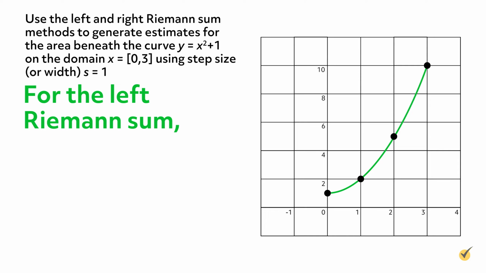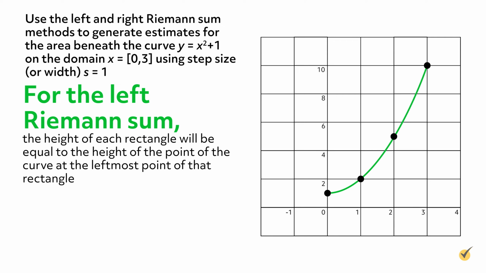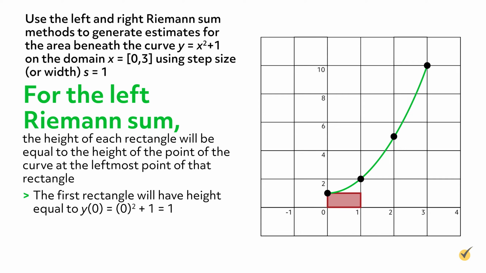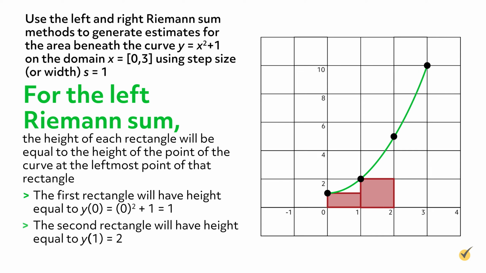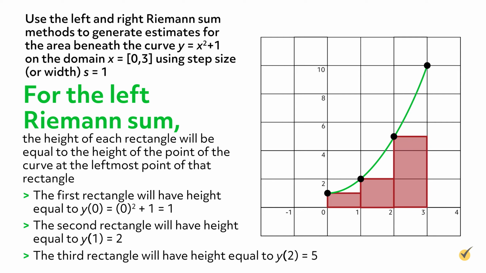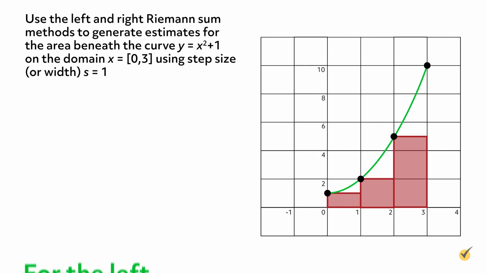Now, for the left Riemann sum, the height of each rectangle will be equal to the height of the curve at the leftmost point of that rectangle. The first rectangle, whose left edge lies on x equals 0, will have a height equal to y of 0, which is equal to 0 squared plus 1, which is equal to 1. The second rectangle will have height equal to y of 1, which equals 2. And the third rectangle will have a height equal to y of 2, which equals 5. Again, these rectangles will look like this.